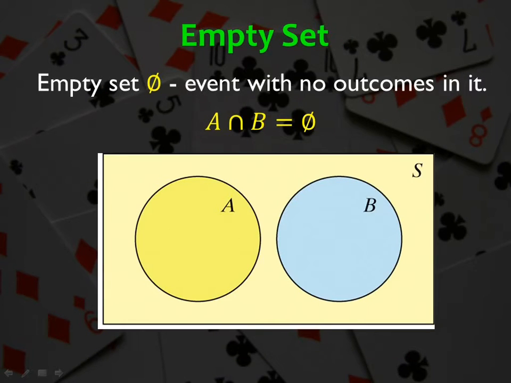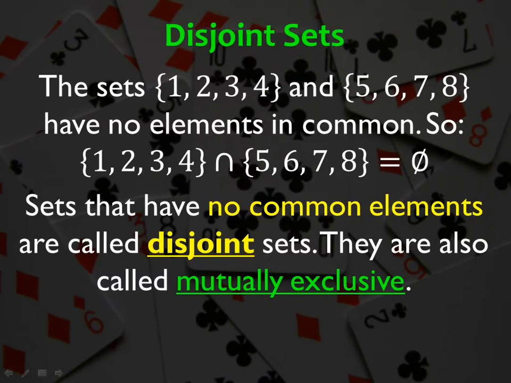The empty set, symbolized by that 0 with a slash through it, is the event without any outcomes in it. So the intersection of A and B is the empty set, the null set. Another word for this is called disjoint sets. The sets 1, 2, 3, 4 and 5, 6, 7, 8 have no elements in common. So the intersection of those two sets is the empty set. Sets that have no common elements are called disjoint sets.